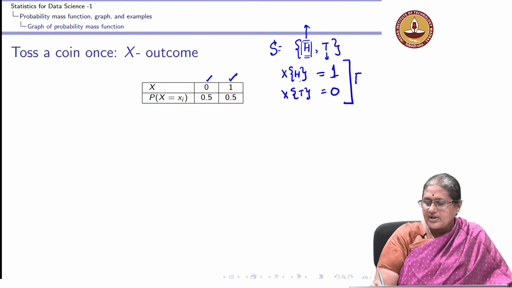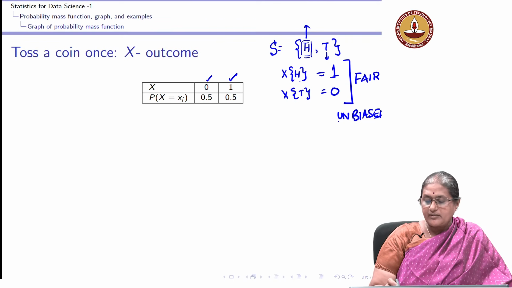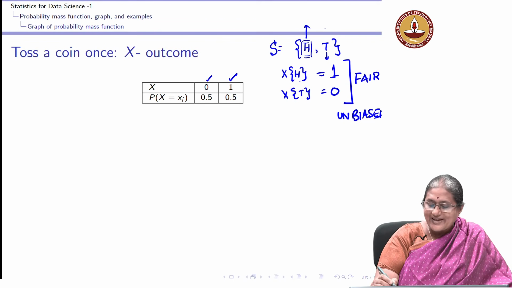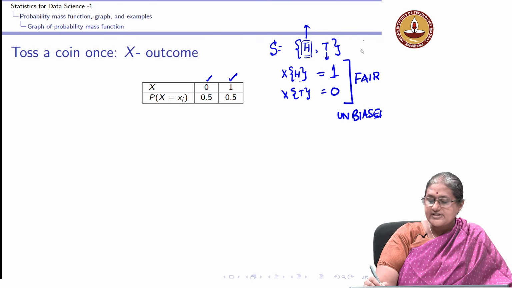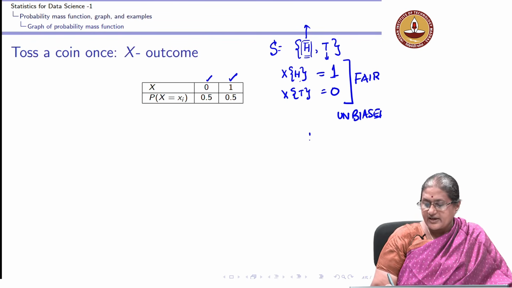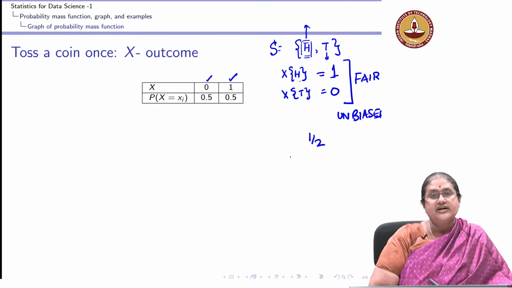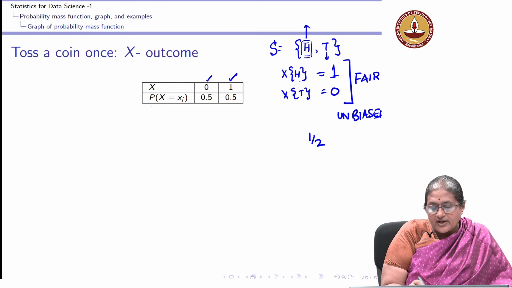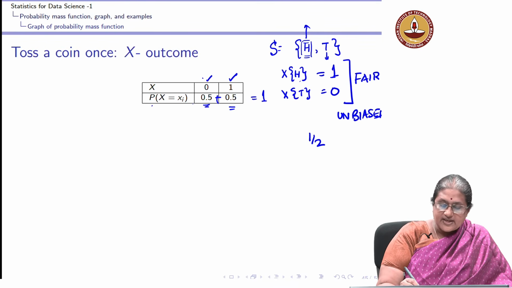Again, I assume that my coin is a fair coin or an unbiased coin. If I have a fair coin, the probability of getting a head is the same as the probability of getting a tail, which we know is half. So, I am just putting here probability X equal to xi is 0.5, 0.5. Both of them, I add, becomes 1. This for now is a tail and this is a head.